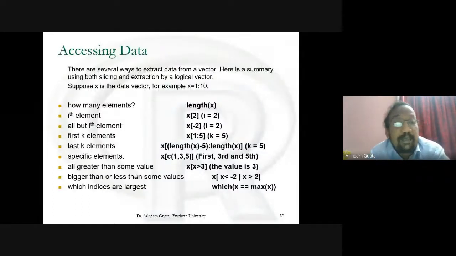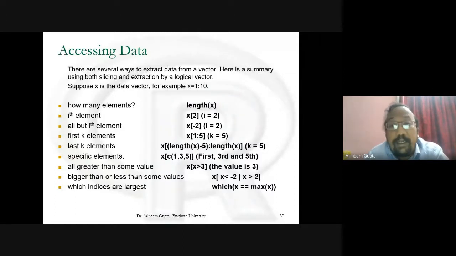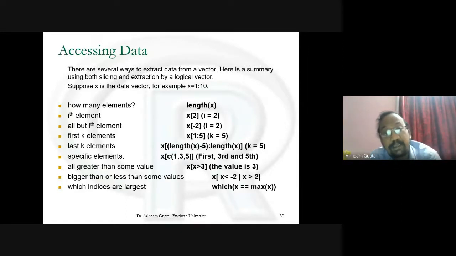How to access data? There are several ways to extract data from a vector. Here is a summary using both slicing and extraction by a logical vector. Suppose x has the data vector. For example, x equals 1 to 10 means the first 10 integers are saved in x. How many elements? Suppose you do not know how many elements are in x, then just type length(x), and you get how many elements there are.